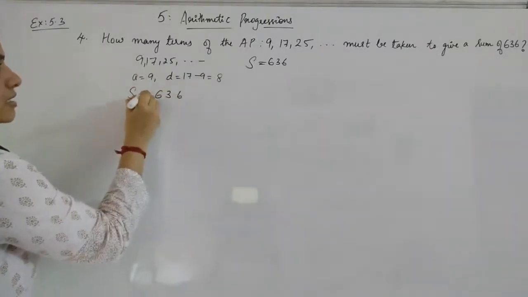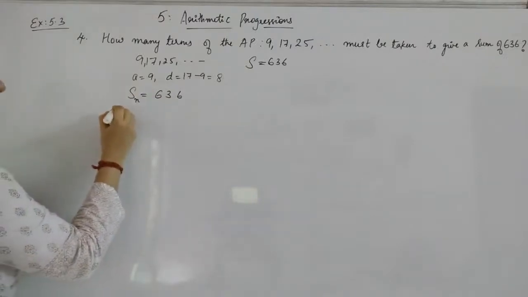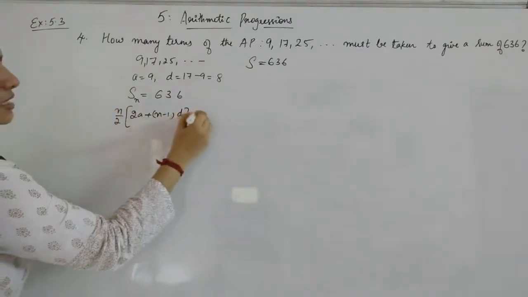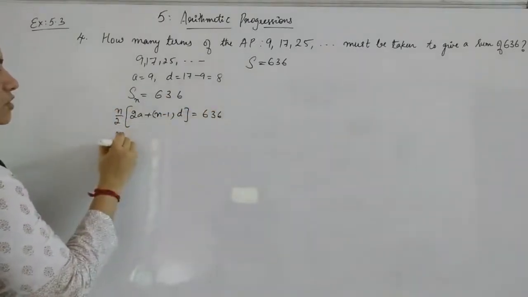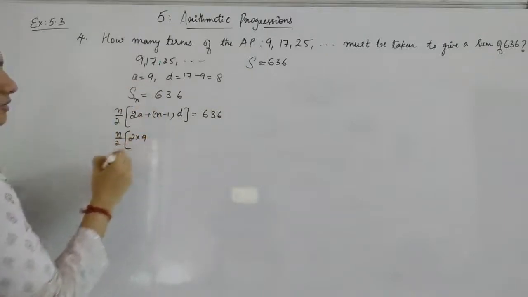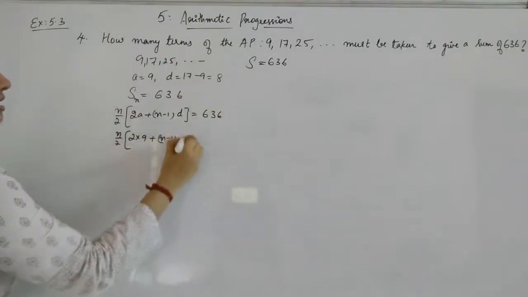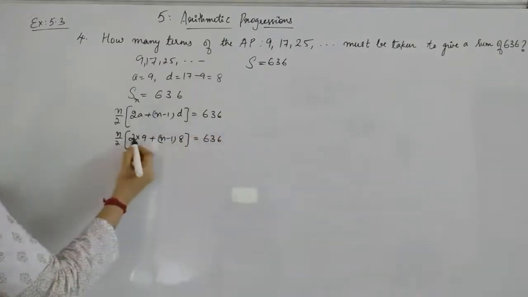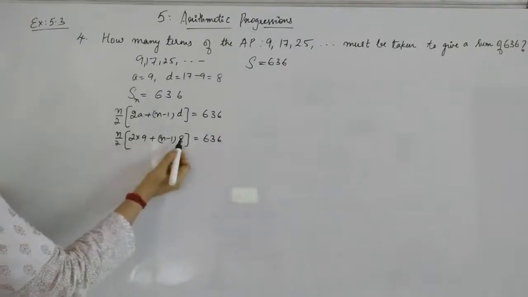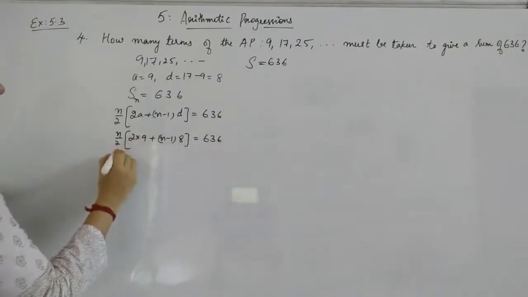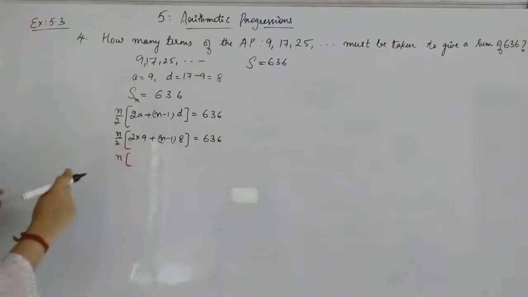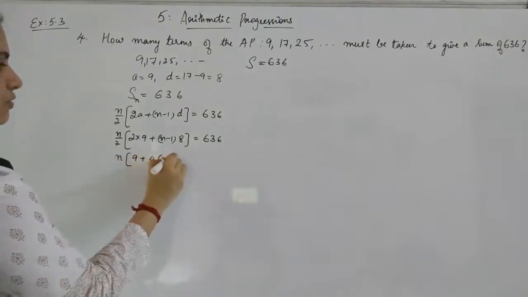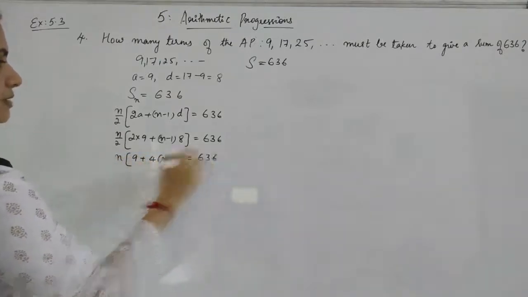Or you can say Sn is equal to 636, and the formula for Sn is n by 2 into 2a plus n minus 1 into d, equal to 636. n by 2 into 2 times 9 plus n minus 1 into 8 is equal to 636. That means again you have 2 in common, so you can take it out, so that this will become 4 and here you will have only 9, and I am cancelling that 2, so I will get n into 9 plus 4 into n minus 1 equal to 636.